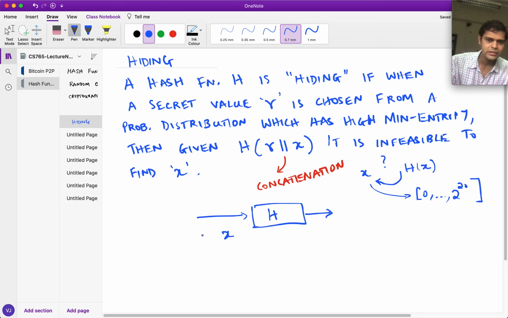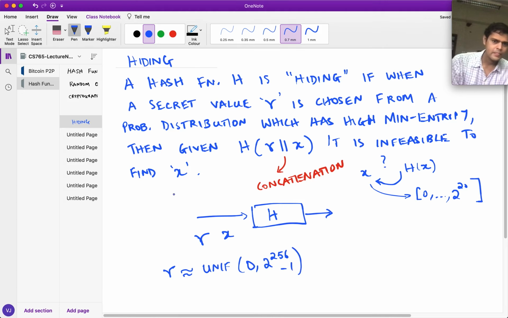So what you do instead is you generate a random number from a large space. Let's say I say uniform in 0 and 2 to the power of 256. Okay, that's a pretty large space. I put that random number and concatenate it with x, and now I feed that as an input to the hash function. So I get output as h of R concatenated with x.